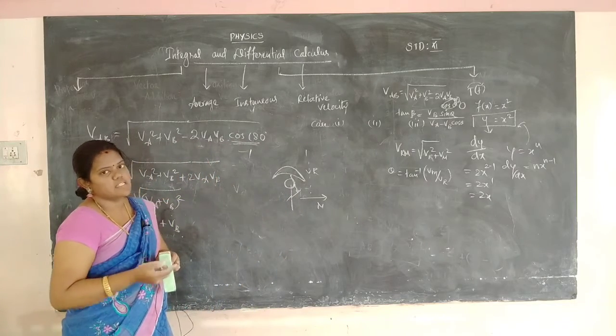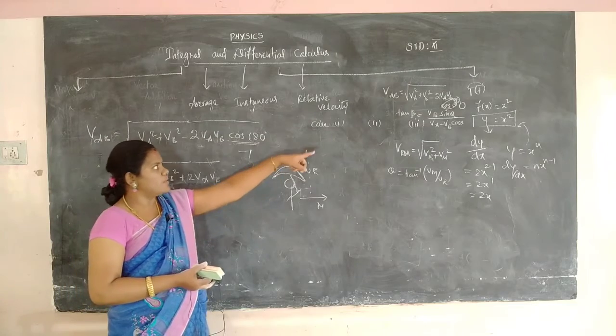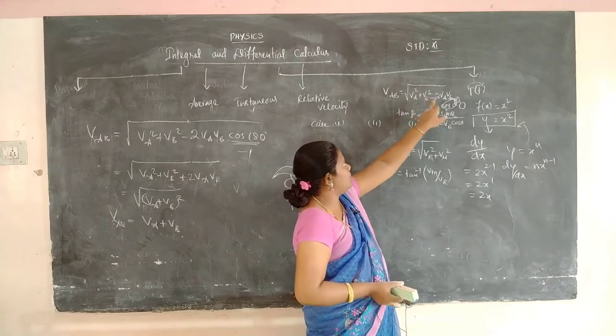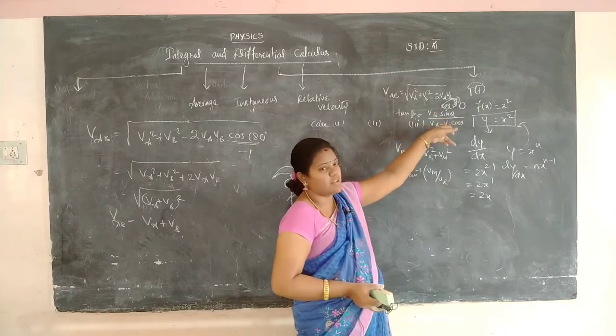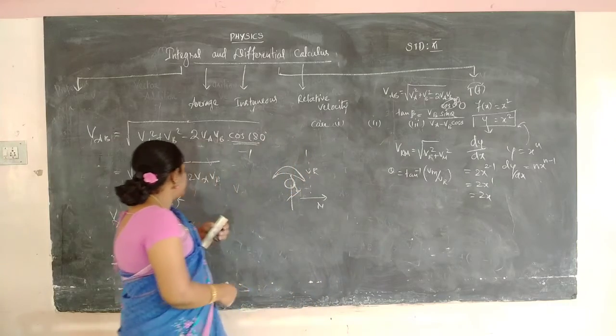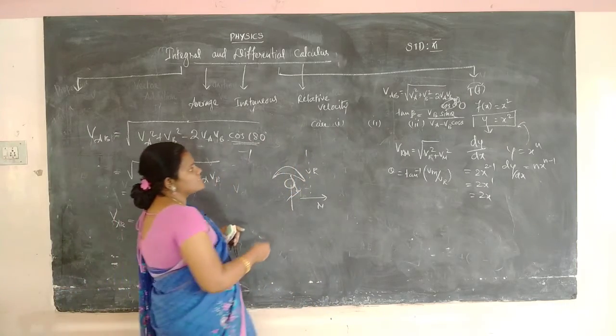Since they are perpendicular with each other, you have to solve the third case. What's the third case? VAB is equal to VA square plus VB square minus 2AB cos theta. Put perpendicular, 90 degrees. What will you get if you put 90 degrees? I just told you. What is the value of cos 90?